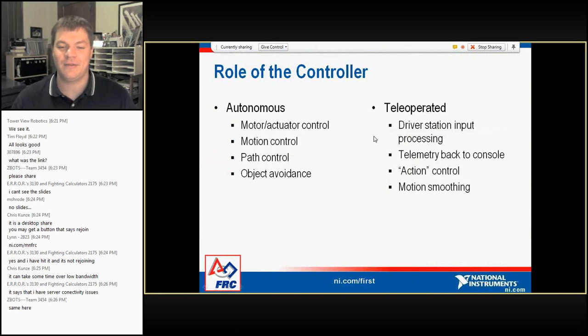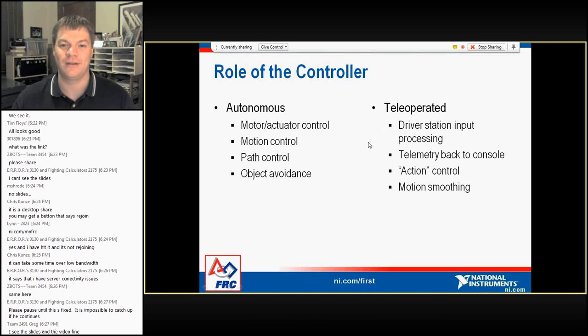The controller plays, obviously, a huge role in the robot. It is probably the single most important thing to what the robot does. It's going to take care of the two major stages of the competition: autonomous mode and teleoperated mode. In autonomous mode, it's doing everything. In teleoperated mode, it adds the additional function of taking driver station input and then giving feedback to the driver station in order to control the robot so that your driver can control the system. So the controller plays an absolutely huge part in what you do.